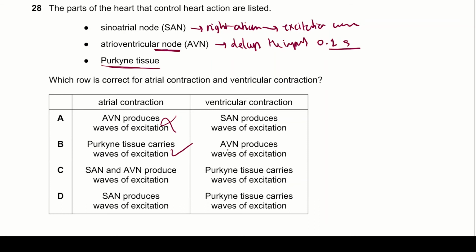Now, AVN produces waves of excitation. This is incorrect. C, sinoatrial node and atrioventricular node produce waves of excitation. This is incorrect. Brings us to D. Sinoatrial node produces waves of excitation. This is correct. And Purkinje tissue carries the waves of excitation. This is also correct. The answer is going to be D.